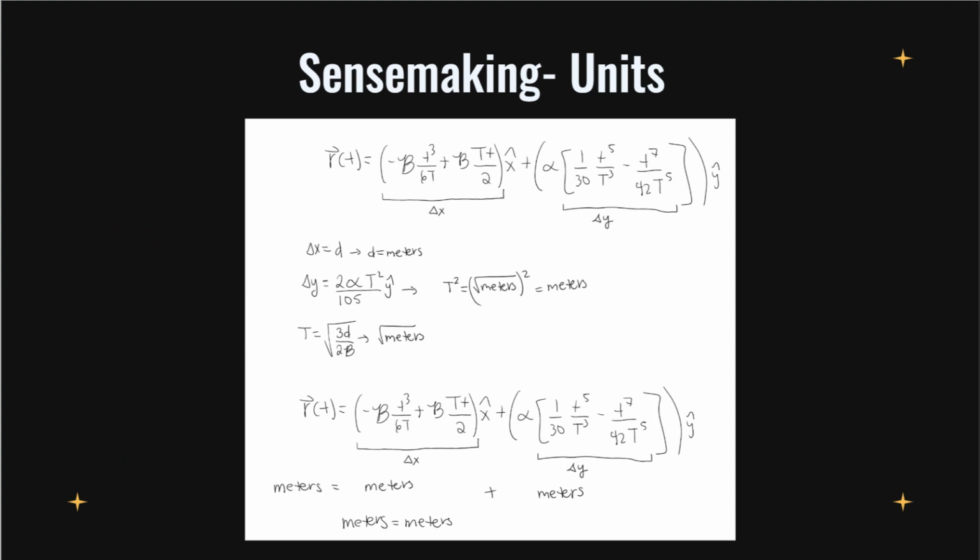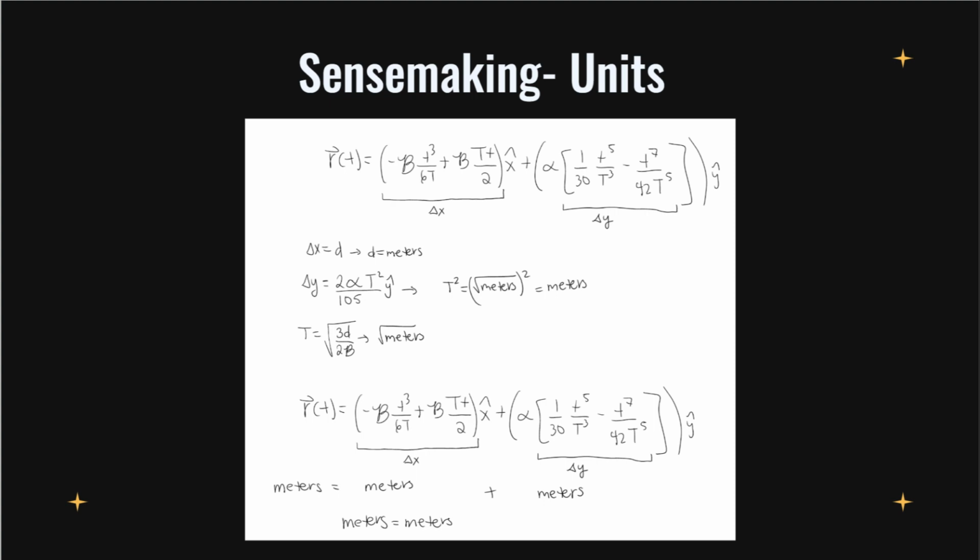For sense making with units, I used the integrated position function that was shown in the project video. It was stated that the variables and constants in front of the x hat represent the change in x, while the variables and constants in front of y hat represent the change in y. These two deltas were simplified later in the video to d and 2 alpha t squared divided by 105. T is equal to the square root of 3 times d divided by 2 beta.